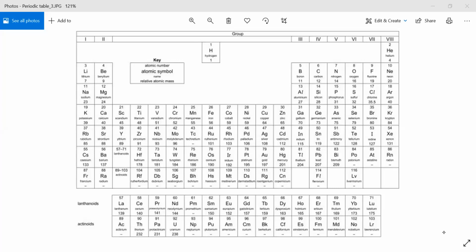Now we have already talked about halogens, group 7. Now we are finally moving to our group 8, which are actually noble gases. So this is our group 0. We are going to talk about it now.